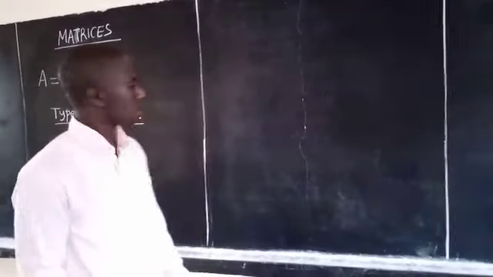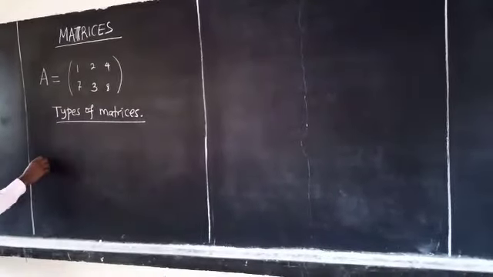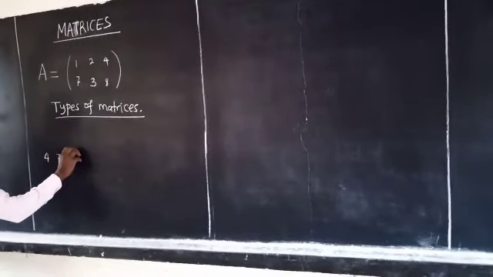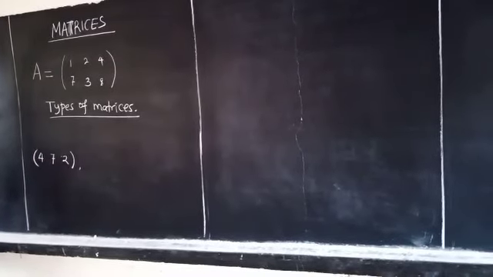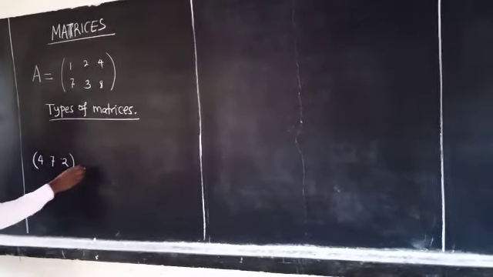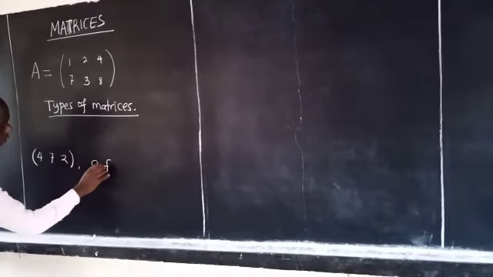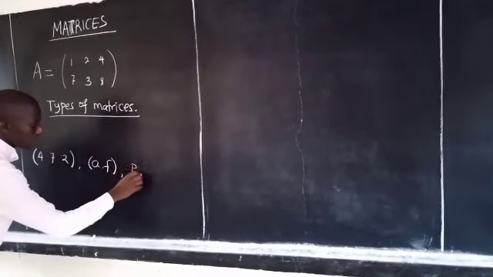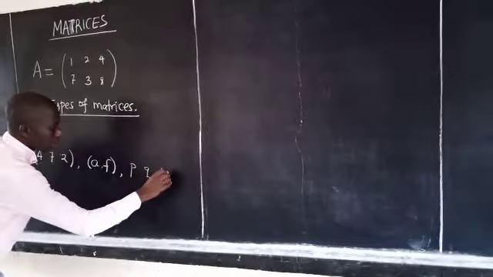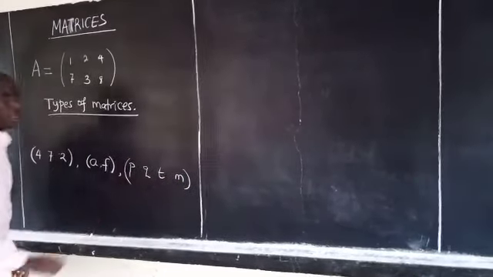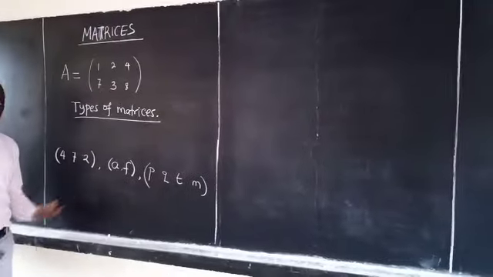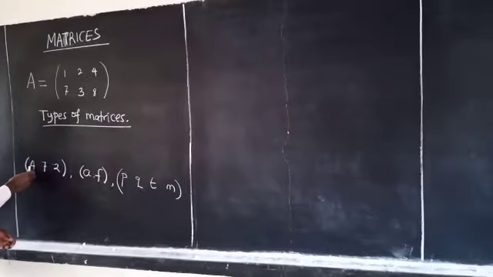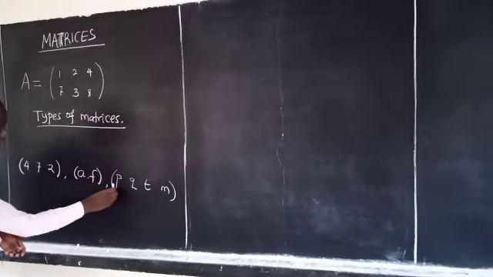So we can look at the very first one. Yes, we have a matrix. For example, I'll just begin. This is the matrix 4, 7, 2. That's a matrix. Then maybe you have another matrix, A, F. Maybe you have another matrix, P, Q, T, M. There is one special thing about the 3 matrices we have here. How many rows? 1 row. 1 row. 1 row.